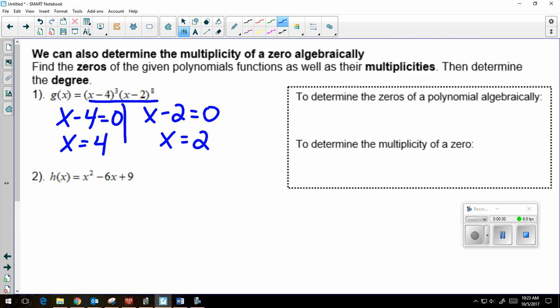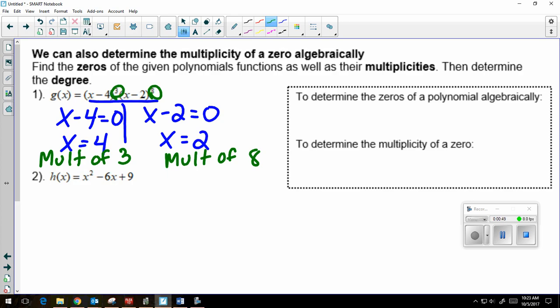Those are my zeros. The multiplicity comes from the exponents. So x equals 4 has a multiplicity of 3. And x equals 2 has a multiplicity of 8.